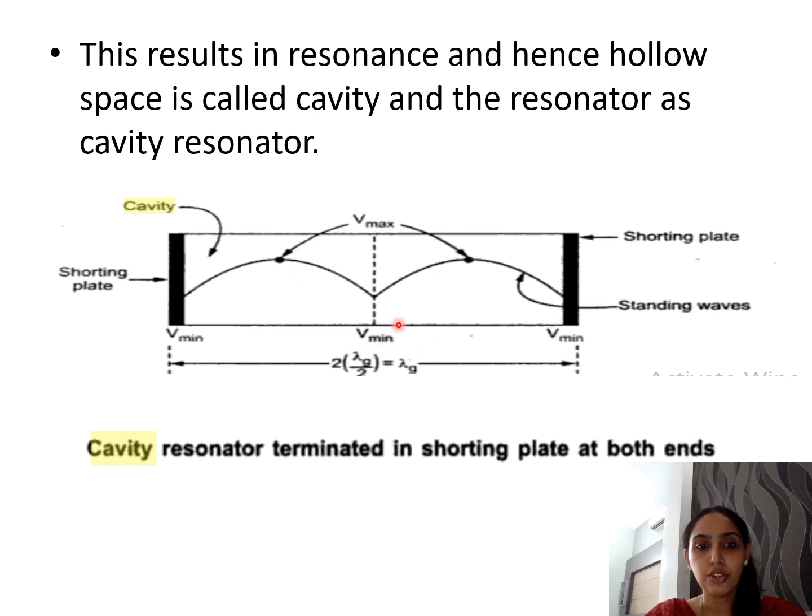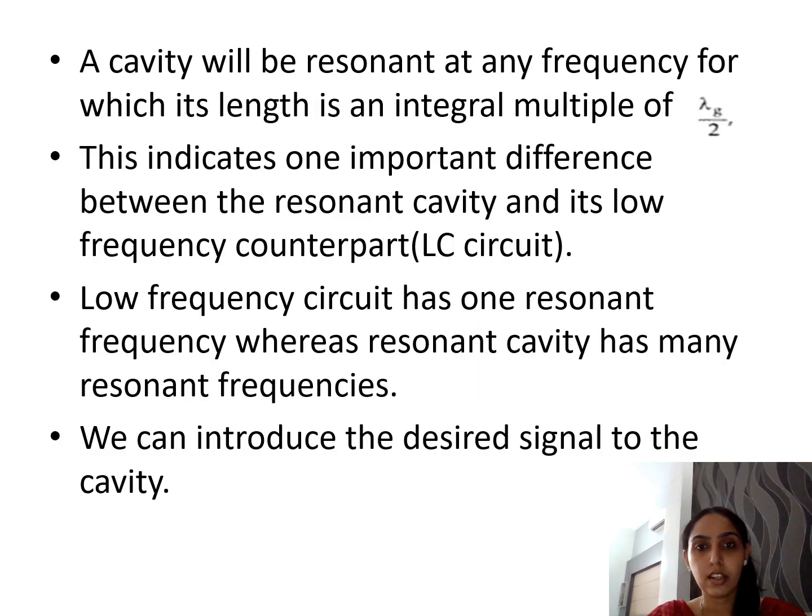Vmax and Vmin are shown in the figure. Again, if we place shorting plates at further multiples of lambda g by 2, you can have more modes supported. So unlike an ordinary resonator, this cavity resonator is going to support many modes and have many resonant frequencies. So this is the difference.